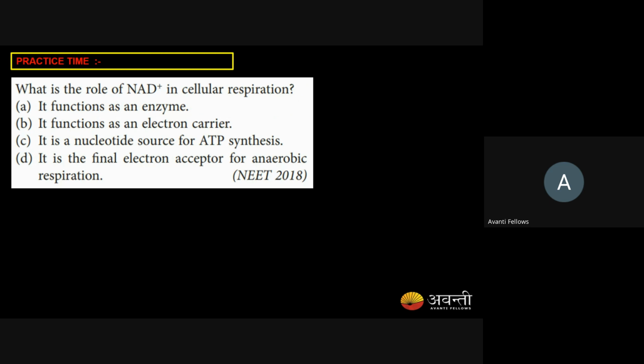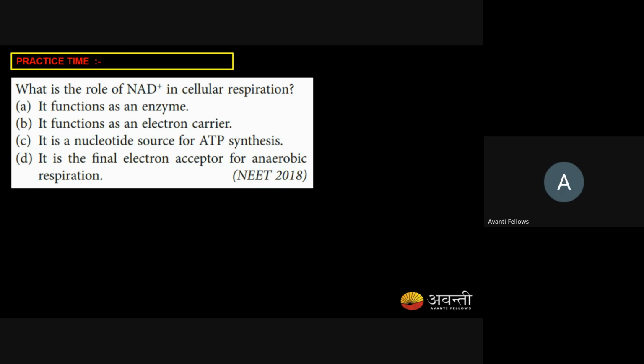What is the role of NAD positive in cellular respiration? Yes, Mishba. Ma'am, option C. Option C. It is a nucleotide source for ATP synthesis. Is it correct? Are we going to synthesize any nucleotide from NAD positive? We were just writing it here कि NAD positive is behaving as an oxidizing agent. Then why are we writing here nucleotide source?